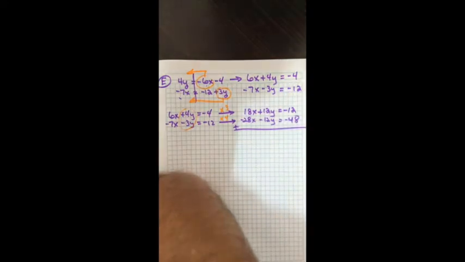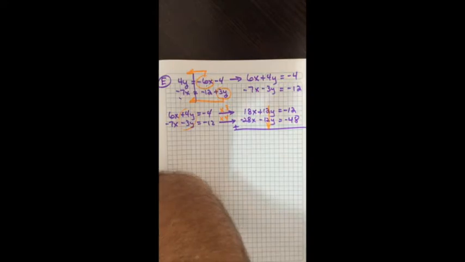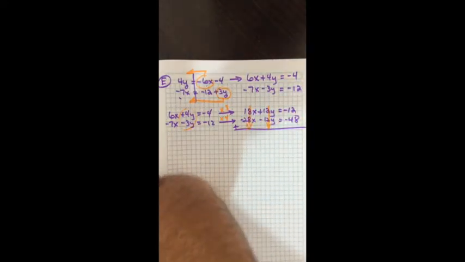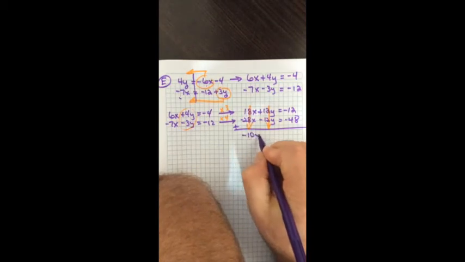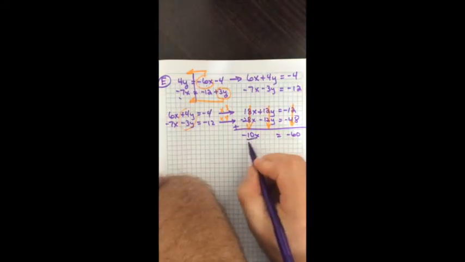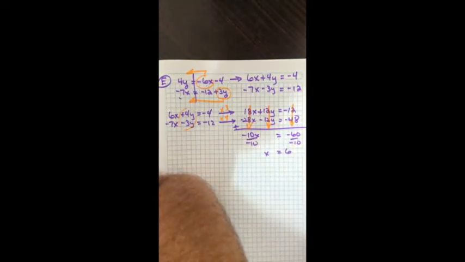See, now the 12s. Minus 12 plus 12 is going to go to 0. I'm going to take 18 plus negative 28. So that's going to be negative 10x equals... And here I'm going to add these up. Negative 12 and negative 48 is negative 60. Divide off the negative 10. And we have x equals 6.